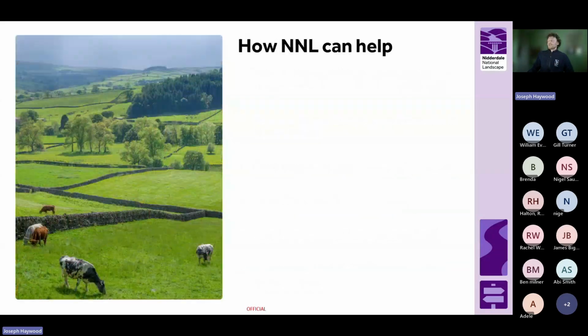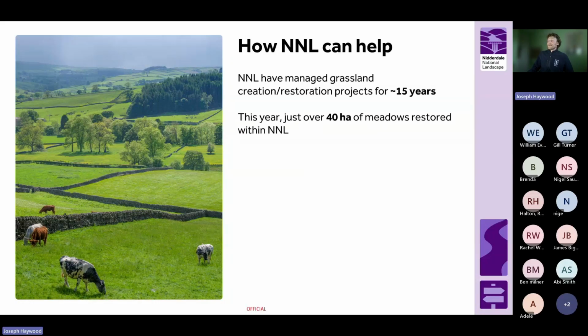So how can Nidderdale National Landscape help? Well, we've managed grassland restoration projects for over 15 years. And last year we restored 40 hectares of meadow across Nidderdale. Hopefully going to do similar or more this year.